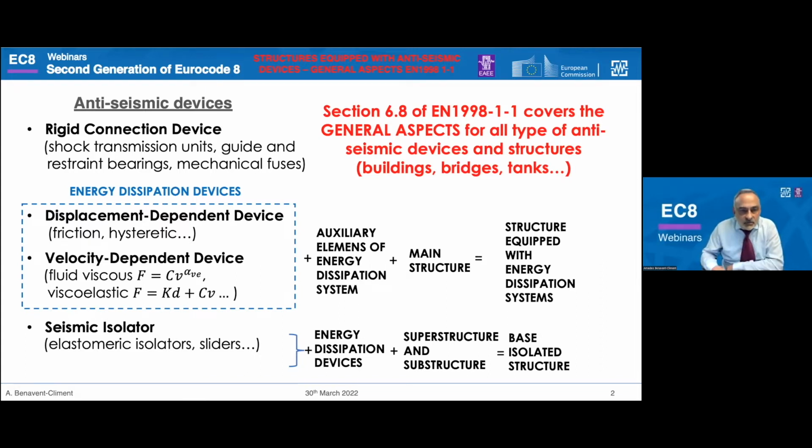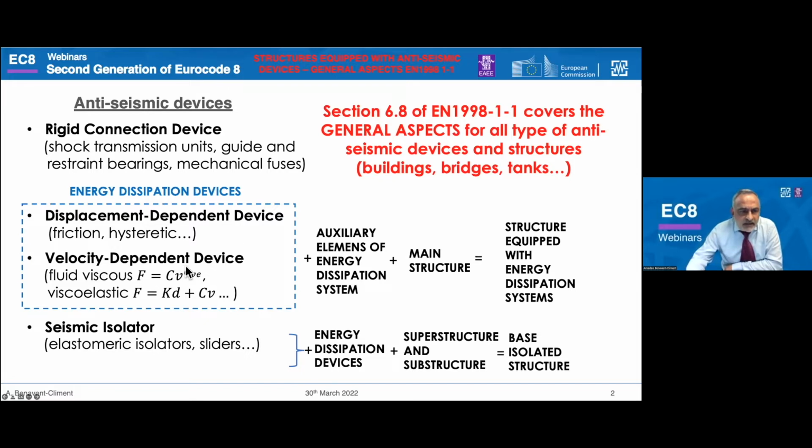It includes also the 2 types of energy dissipation devices, the displacement dependent devices, whose source of energy dissipation is friction or the plastic deformation of metals, and also the velocity dependent dampers that dissipate energy by increasing the temperature of a fluid or a viscoelastic material.